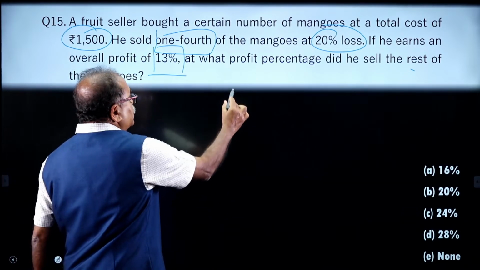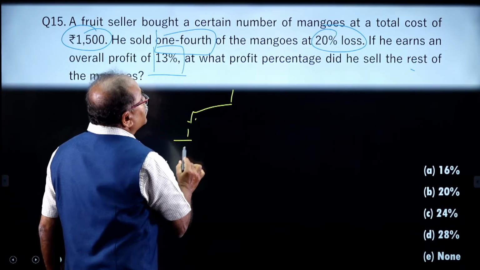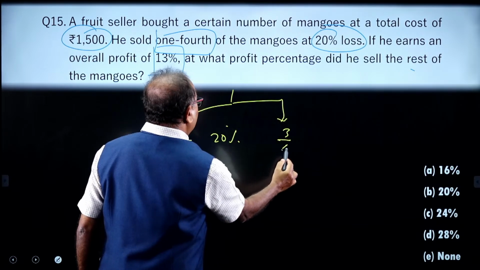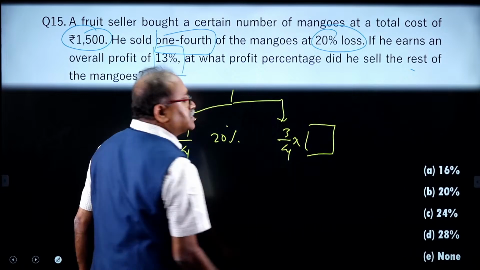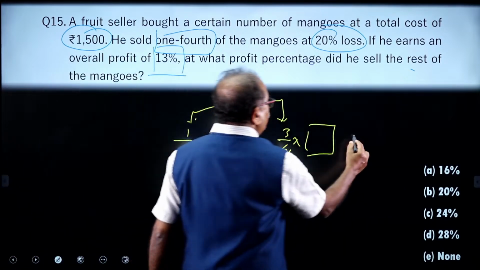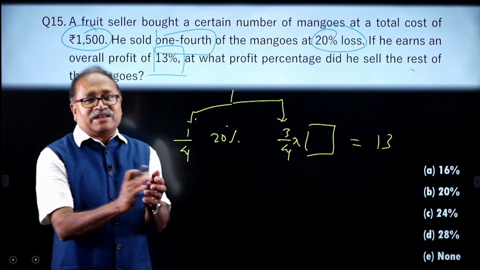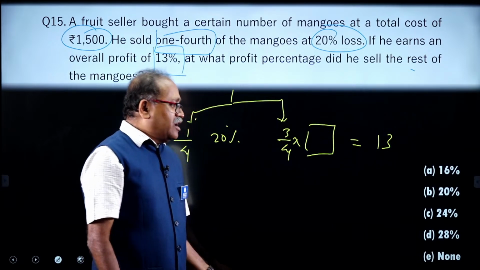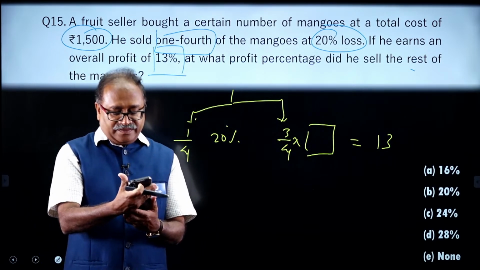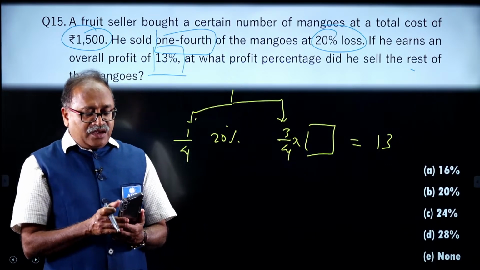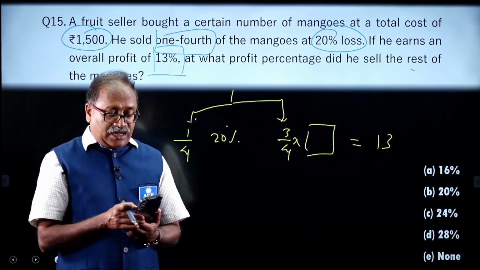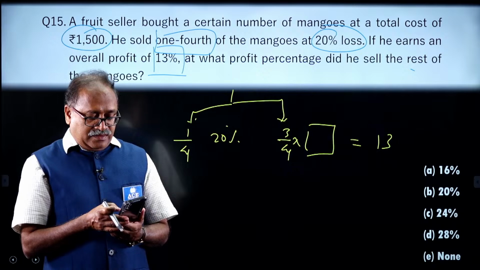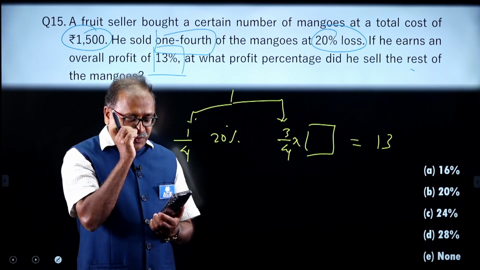Okay, my friends, the question is something like this. 1/4 is sold at a 20% loss. And what is the rest of the mangoes? The rest is 3/4. He must be selling at a certain percentage profit, so that overall he is getting a profit of 13%. Come on, it's just a 3 to 4 second answer question, and I am sure you will be able to answer it. Some of you will definitely be able to answer this question, and this is the last question of the class.